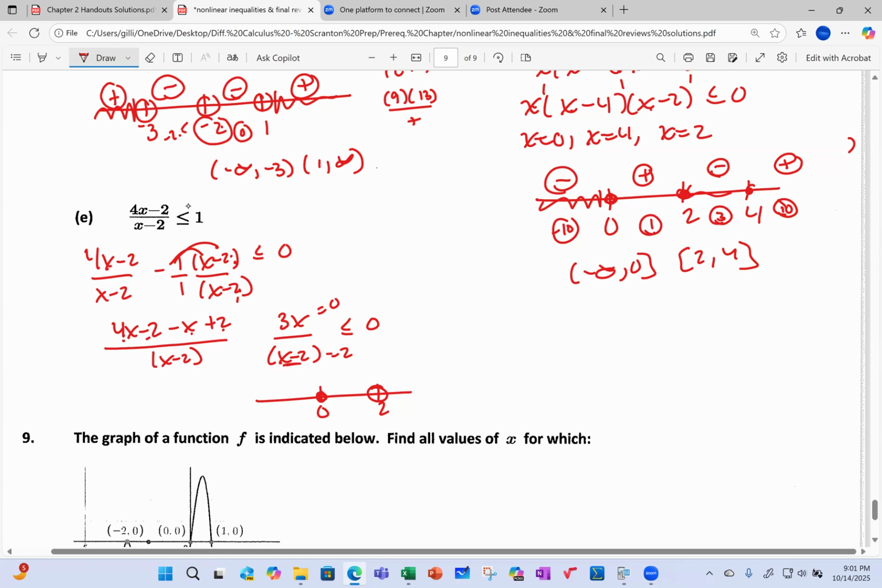What's my test point? Negative 10. So I'll get a negative 30 over a negative 12, and a negative over a negative is a positive. Then pick 1. I'll get a positive 3 on the top, and 1 minus 2 is a negative. And a positive divided by a negative is a negative. And to the right of 2, I'll pick 10. I'll get a positive 30 over a positive 8, and what's that? Positive. Should my signs alternate? Yes, because these powers are odd. Where am I less than or equal to 0? Where the number line is negative, bracket at 0 though, parenthesis at 2.